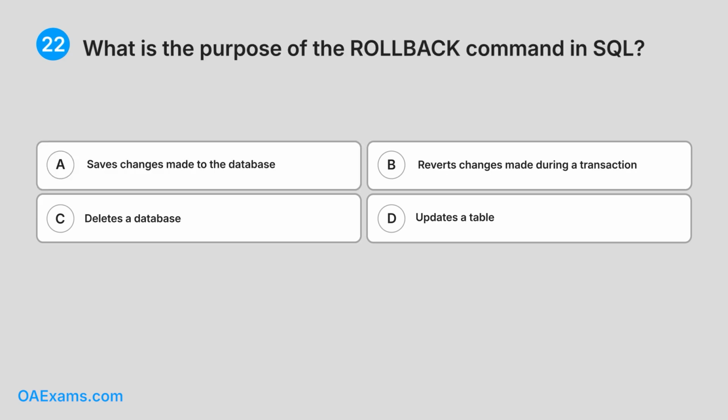22. What is the purpose of the rollback command in SQL? A. Saves changes made to the database. B. Reverts changes made during a transaction. C. Deletes a database. D. Updates a table. Do you know the answer?